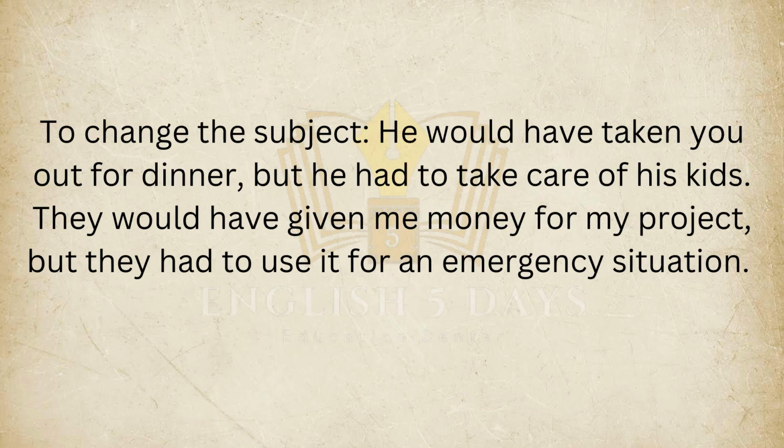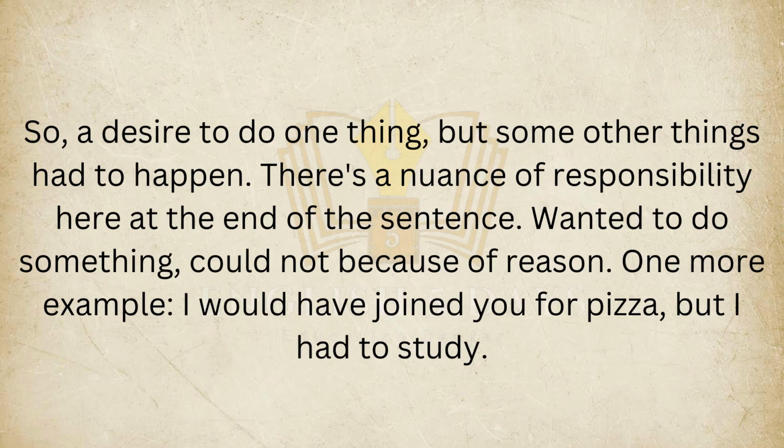To change the subject, he would have taken you out for dinner, but he had to take care of his kids. They would have given me money for my project, but they had to use it for an emergency situation. So, a desire to do one thing, but some other things had to happen. There's a nuance of responsibility here at the end of the sentence. Wanted to do something, could not because of reason. One more example: I would have joined you for pizza, but I had to study.